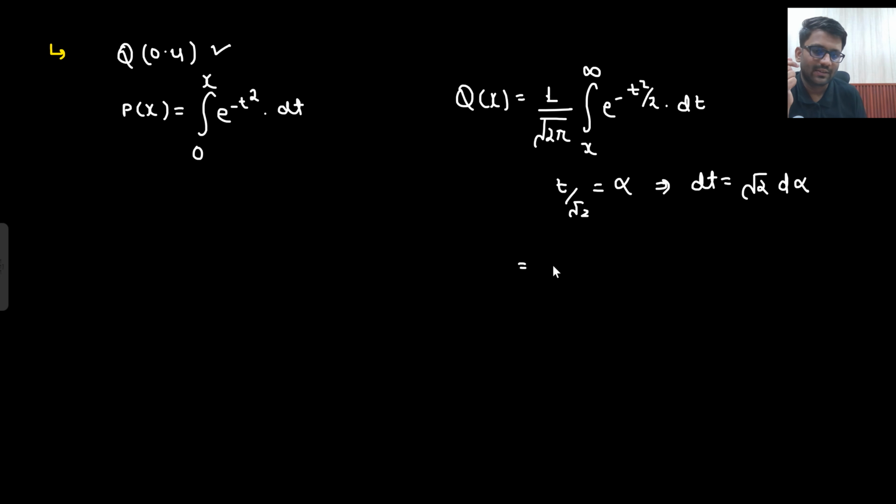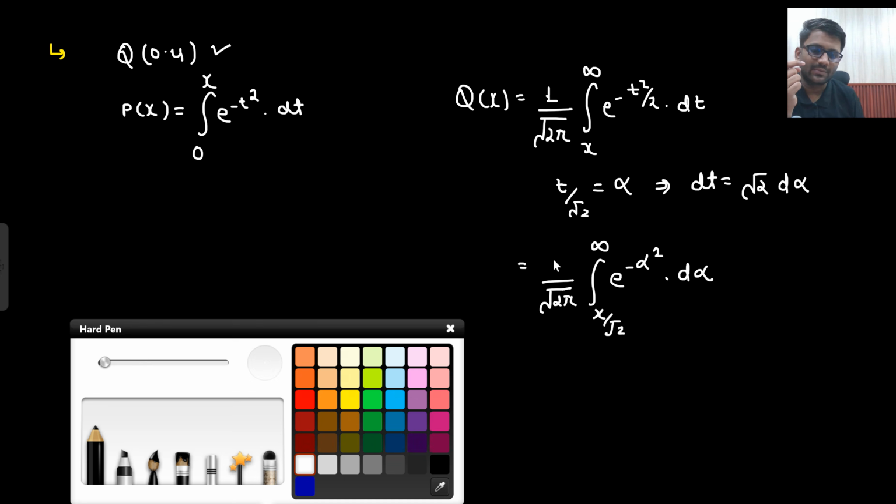You will realize 1 by under root 2 pi. Now if your t was x, then alpha is equals to x by under root 2. And if your t was infinity, then alpha is equals to infinity only. E to the power minus, in place of t by under root 2, what you need to put? Alpha. So e to the power minus alpha square d alpha. dt is equals to under root 2 d alpha, right? So this under root 2 comes here.